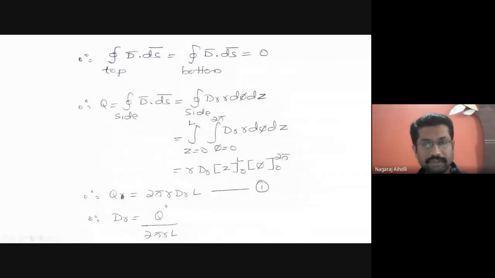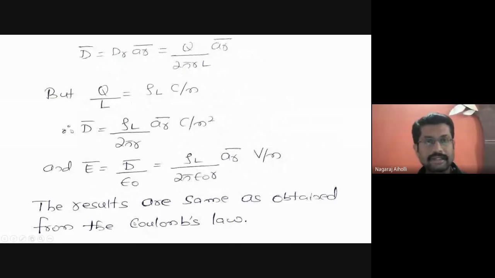Then write the equation for Dr. Rewrite it, rearranging the terms: Dr is equal to Q divided by 2 pi r L. This is our flux density in the radial direction. If I consider the vector D bar, then it is the magnitude along with the unit vector, along with the direction. That is, D bar is Dr ar bar.